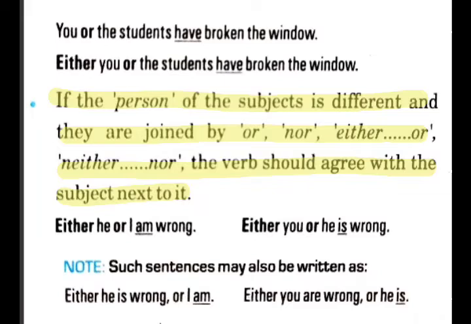Now if the person of the subjects is different, for example, first is in first person and second is in third person or something like that, and we are joining them by using or, nor, either or, etc., then verb should agree with the subject next to it. So the subject that is next to the verb, we'll use that and according to that we'll check the verb. For example, either he or I am wrong. Here we are seeing according to I. Or we can say either you or he is wrong. With he we are using is. So we'll see the subject that is next to the verb.